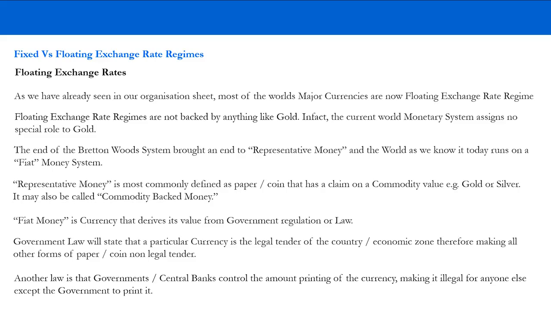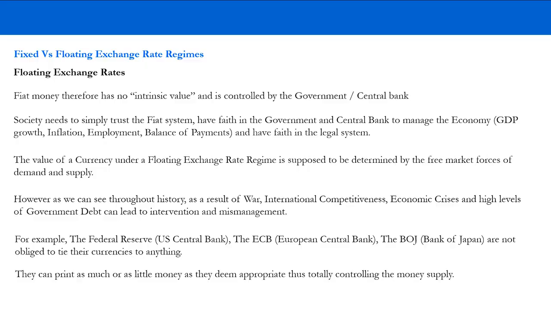Another law is that governments and central banks control the amount of printing of the currency, therefore making it illegal for anyone else except the government to print it. And fiat money basically has no intrinsic value. It's controlled by the government and the central bank. So the way a fiat money system works is that society simply needs to trust the fiat system and have faith in the government and the central bank to manage the economy.